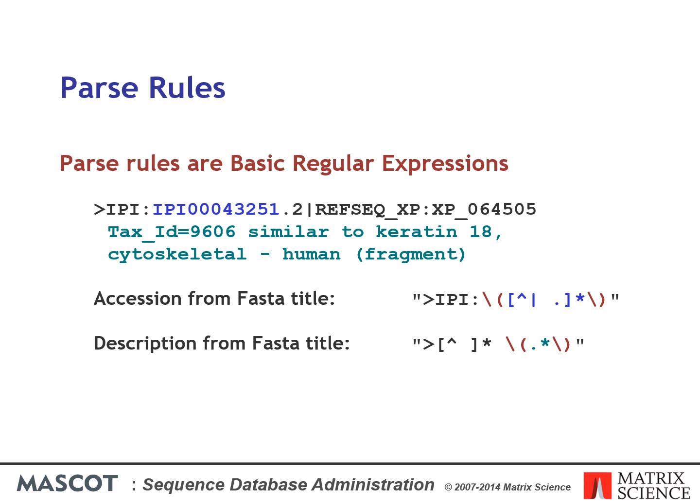For the description, we discard everything up to and including the first space. This is done using a character class of not a space, followed by one literal space. Then we use parentheses to take everything to the end of the title. The period matches any character, so .* matches all the remaining text.